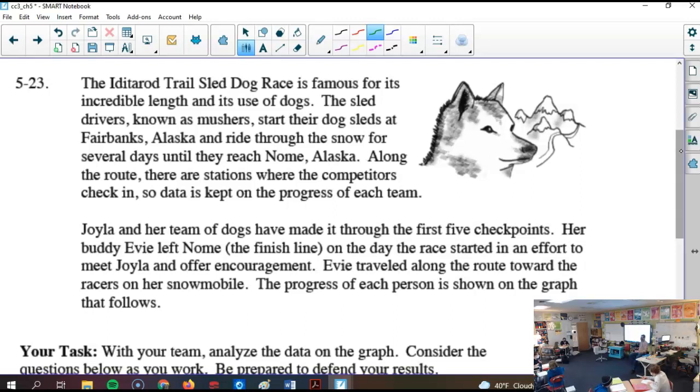So why people think of Huskies as sled dogs is the famous race called the Iditarod. So the Iditarod is up in Alaska, starts in Fairbanks, it goes all the way to Nome, but Alaska doesn't have that many places, because they're all huge, and then there's like nothing between them. So along the route, there are stations where competitors check in. Data is kept on the progress of each team. So Jola and her team of dogs have made it through the first 5 checkpoints. Her buddy Evie left Nome, the finish line, on the day the race started.